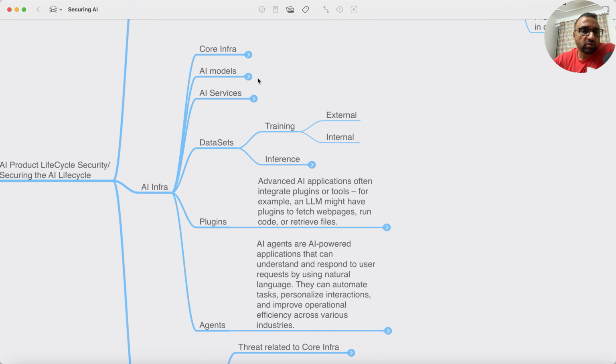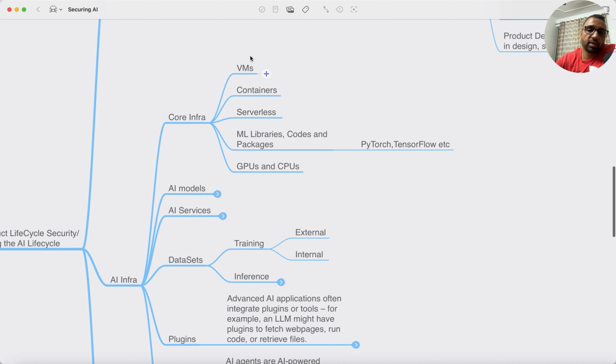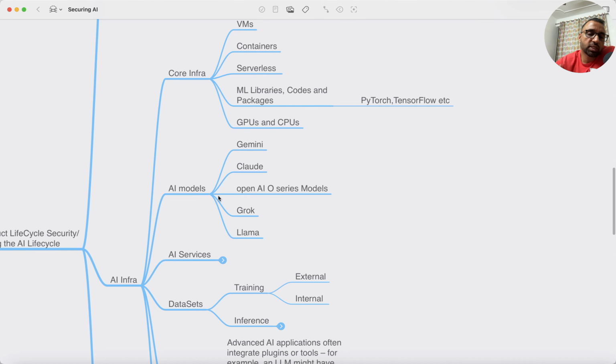So in case of AI infra, the core infra of course involves the virtual machines, containers, serverless, machine learning libraries, codes and packages. These are things like PyTorch, TensorFlow, etc. And then GPUs and CPUs. Okay. Now this is the core infra that's used by most of the applications, right? Now, if your application has AI capabilities, you start to use AI models like Gemini, Claude, OpenAI o-series models, Grok, Llama, and DeepSeek, and multiple models.